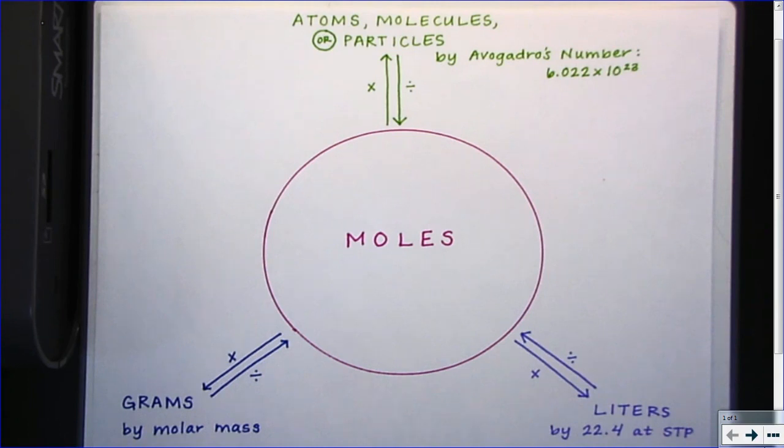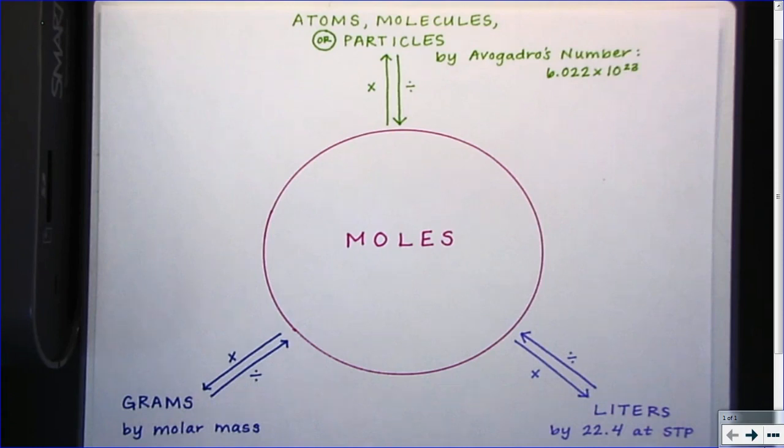Okay, so starting out at the very top, we can go from atoms, molecules, or particles back and forth between those to moles. And you can see that's by Avogadro's number. And so whether your teacher makes you memorize that or gives you that, everything that's in that part of the diagram revolves around 6.022 times 10 to the 23rd power. And we'll talk about that more in detail a little bit later.